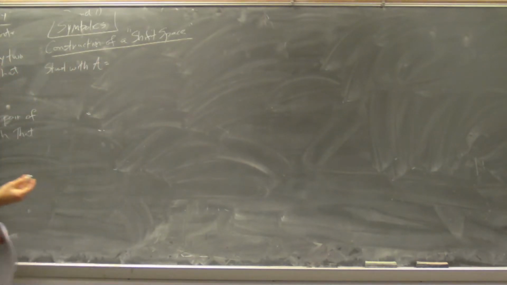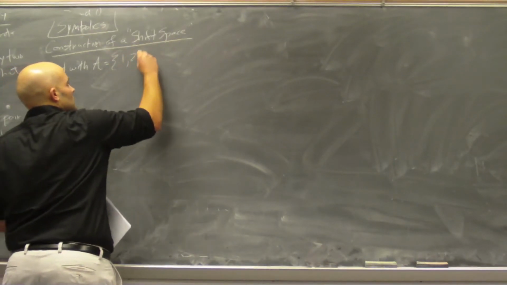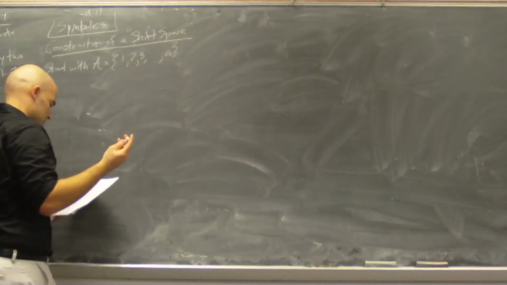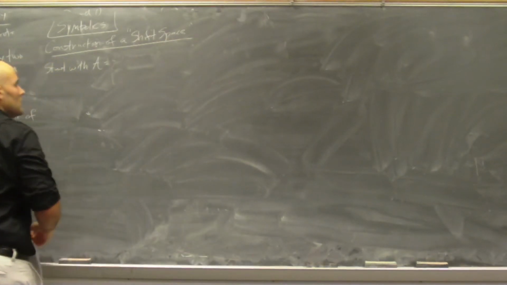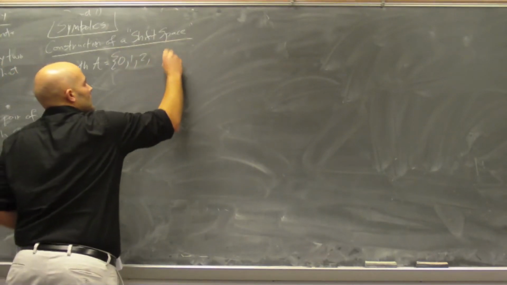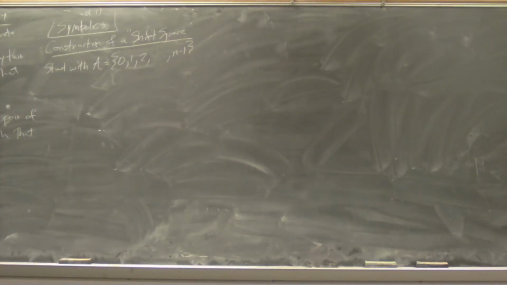We start off with some set A. It's a finite set. It could be a set of anything, doesn't really matter. For convenience, I'll take it to be a set of numbers. So I'll do 1, 2, 3, all the way up to n. I should probably start at 0. Let's start at 0, and then we just go to n minus 1. So it's a set that has n elements in it.